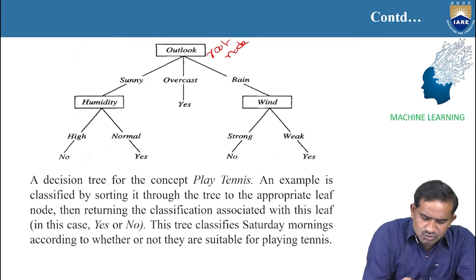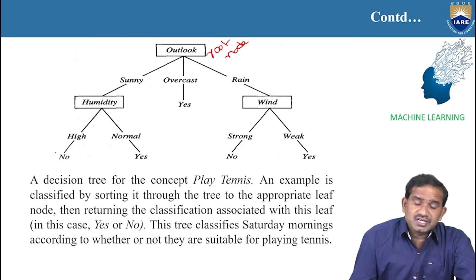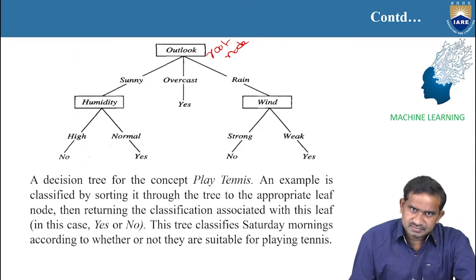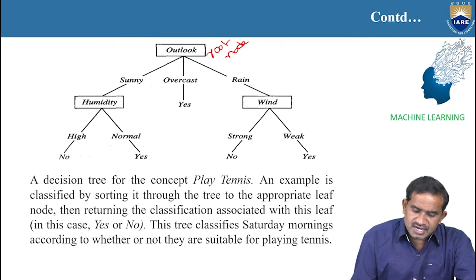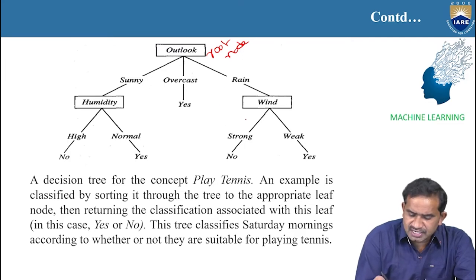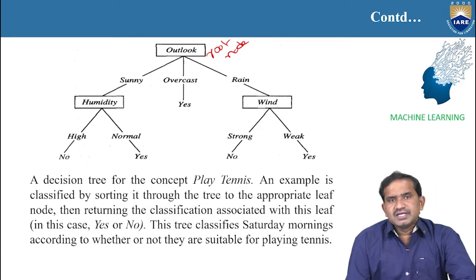These branches show some instances about the values, and this sub node is a decision node that has some attribute with some values, high as well as normal, and then subsequent resolution means the outcomes. On the right side also there is wind and some instances. Based on the instance, we can put some output at the leaf nodes.